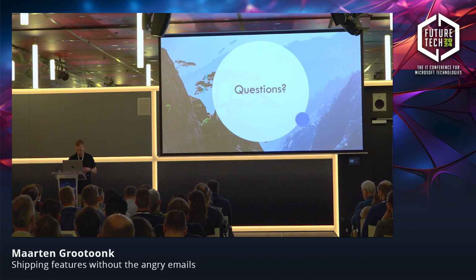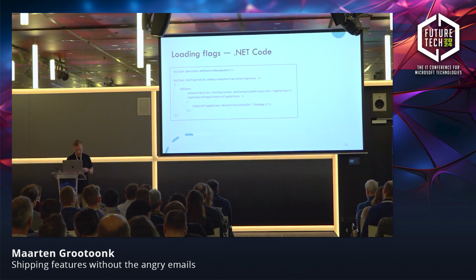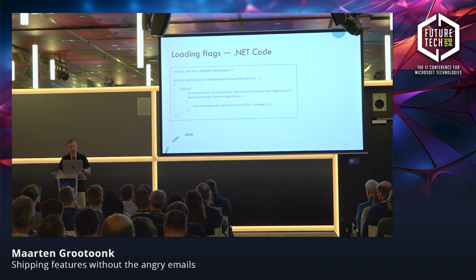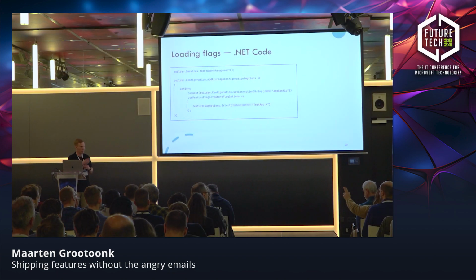So I will go through the example here. So when connecting, you have feature flag options, and you can set the feature flag options cache expiration time span. So you can say, let's cache it for 10 minutes. That's fine for me. Any other questions?